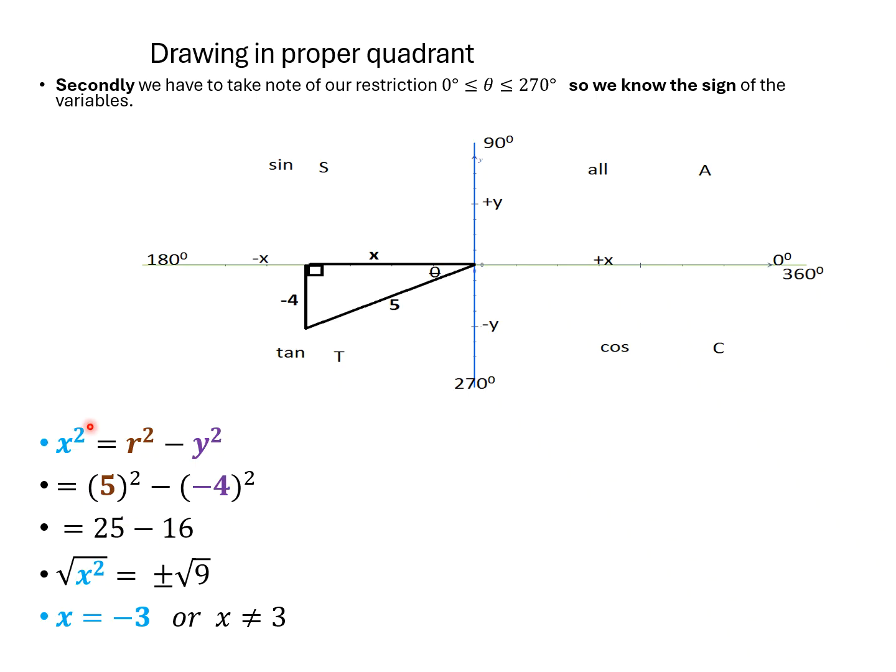To go from x squared to x, we're going to say square root x squared equal plus minus square root 9. So that gives me x equal minus 3, or x equal 3. But in the third quadrant, x is negative, so x not equal to 3. Right, and that's the difficult part done. So we have to get the correct sign from there. It's not just working with trig ratio. So now we can solve the problem.